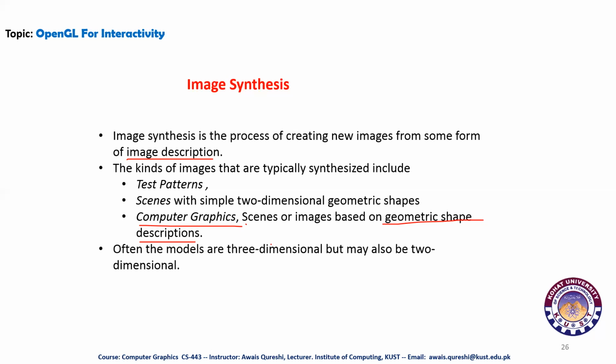Often the models are three-dimensional, but may also be two-dimensional. When we say that it is three-dimensional, this means that there is a component called the z component. The z component is always present in three dimensions, along with x and y. And two-dimensional contains only the x component and the y component.